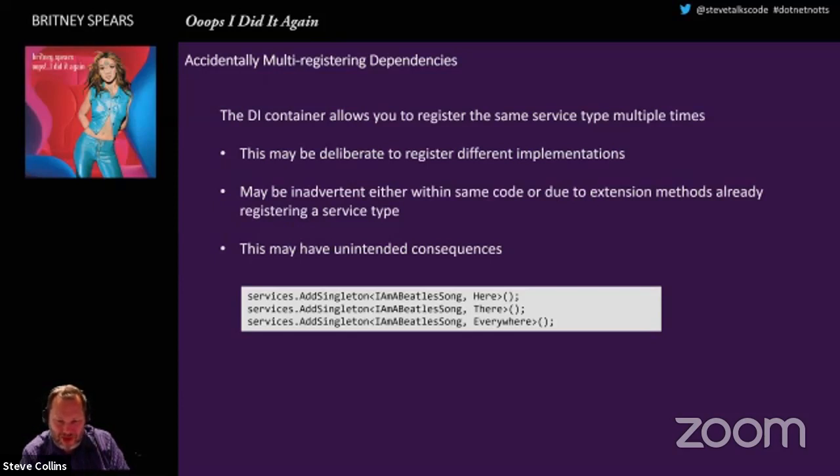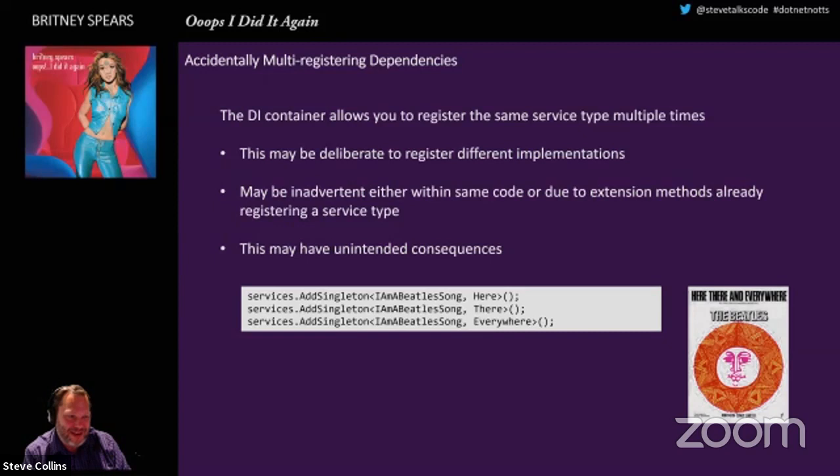So I've got a service type of IAmABeatlesSong. Here, There, and Everywhere are the implementations. I had to get another song title in there somehow, so that was the one I chose. And by the way, there will be a quiz because there's a deliberate error in one of the titles. All the titles should be the names of singles, but one is an album title. So we'll see who's been paying attention to the awful puns I've been doing at the top of the slides.